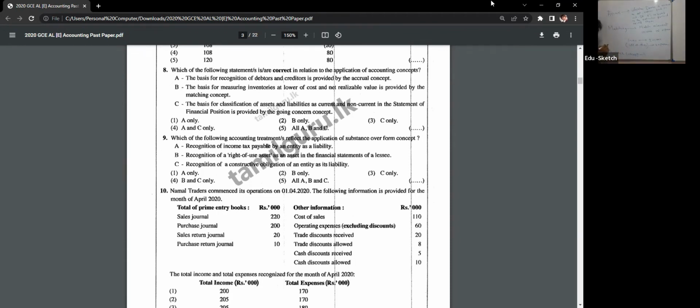A special point: going concern concept is the underlying accounting assumption. When we prepare financial statements, it's the underlying accounting assumption. It has been tested in past papers also. Just take a note. Going concern is the underlying accounting assumption.